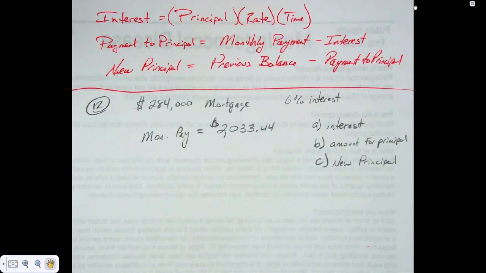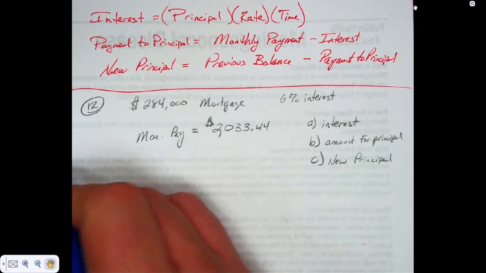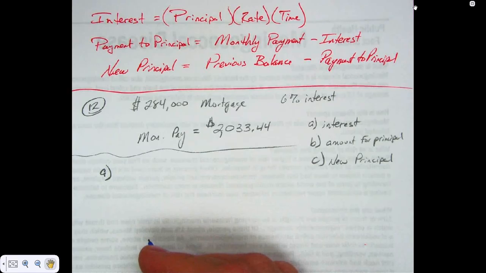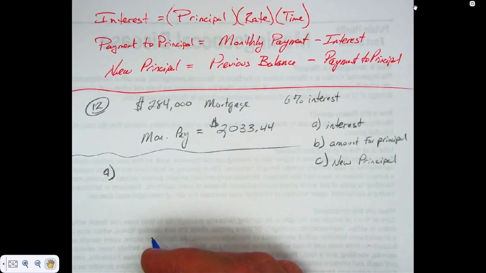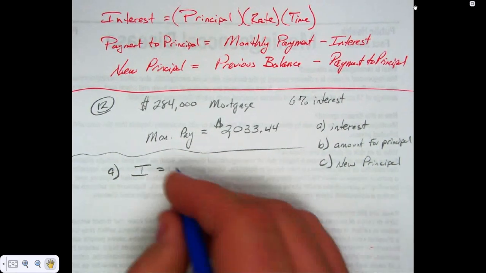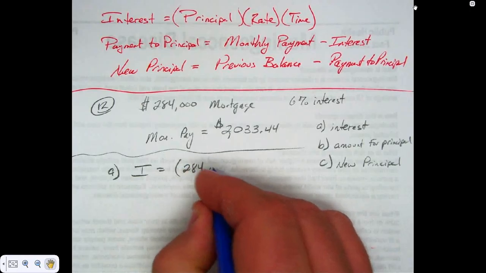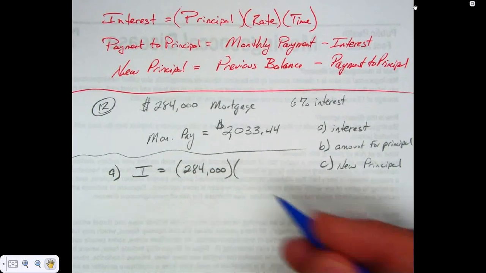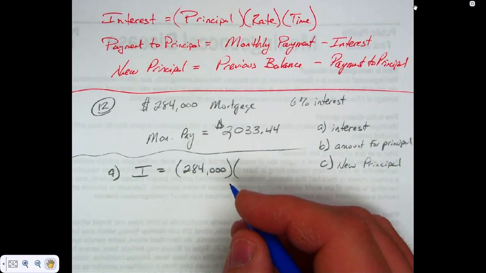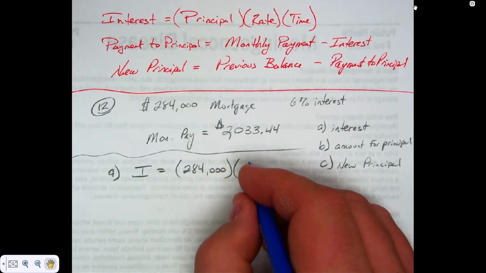Okay, to find your interest. It's a monthly payment, right? So what is his principal right now? We're assuming that's his first payment. What is his principal with the first payment? What is the amount that you owe, guys? $284,000. So that is our principal. Interest is principal times rate. Well, what is our rate? It's 6%, so that's 0.06.